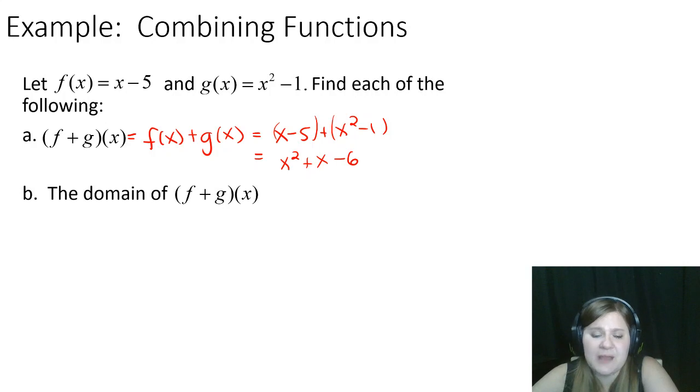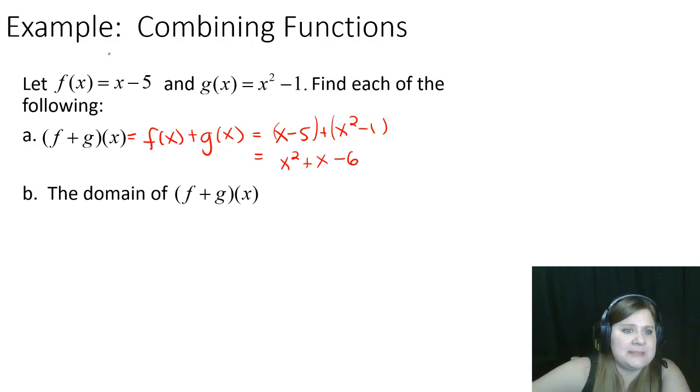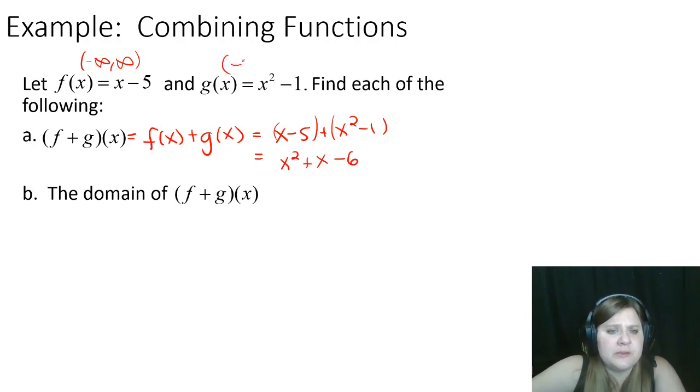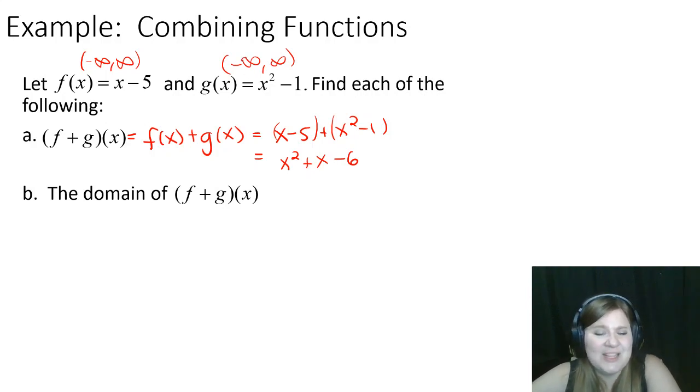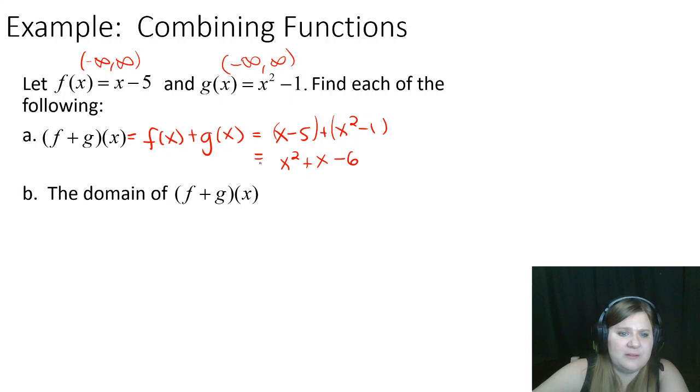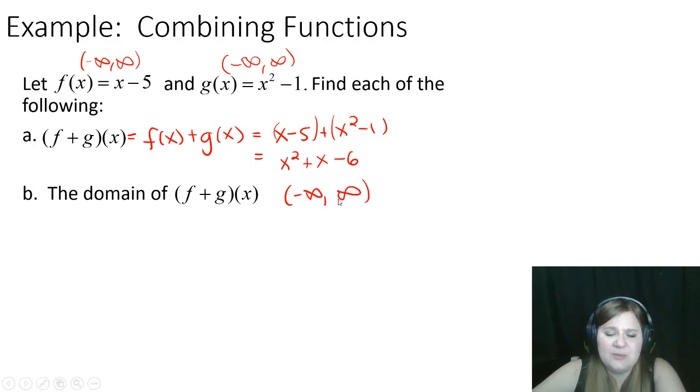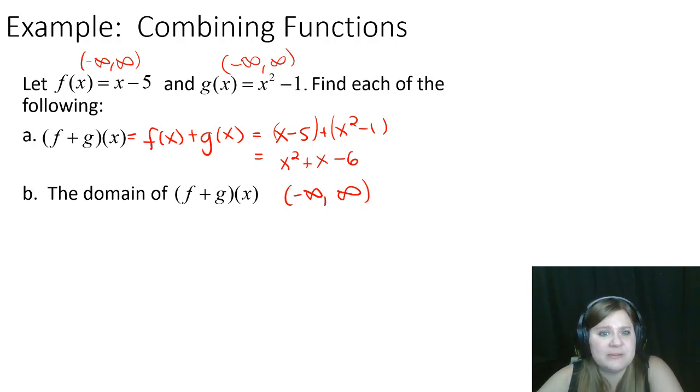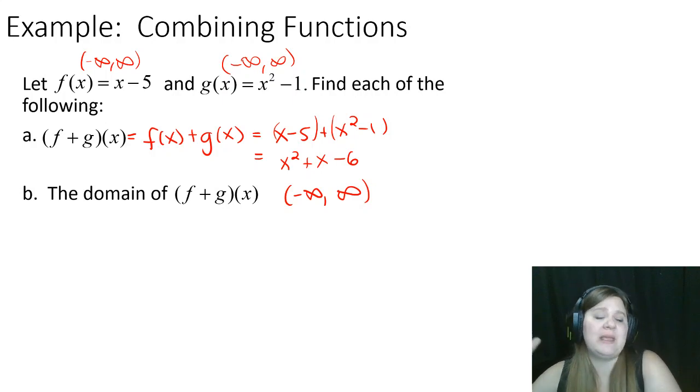Now, the domain of f plus g of x. Well, f of x is a polynomial, so f of x's domain is negative infinity to infinity. g of x is also a polynomial, so its domain is also negative infinity to infinity. Therefore, when I add them together, the domain is still going to be negative infinity to infinity. Plus, when we look at what the function is, f plus g, we see another polynomial, which has, again, a domain of all real numbers.